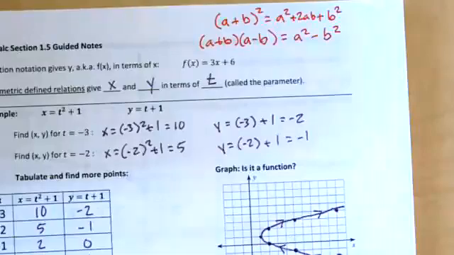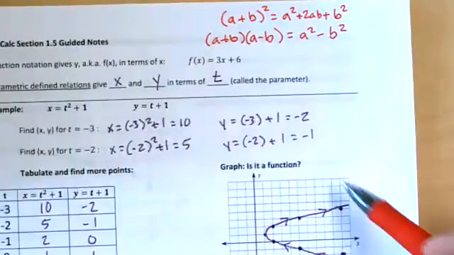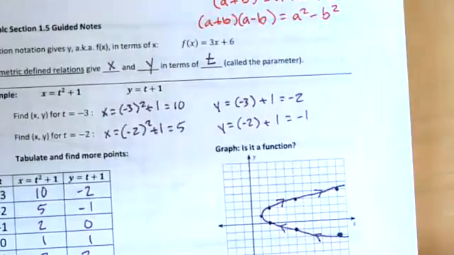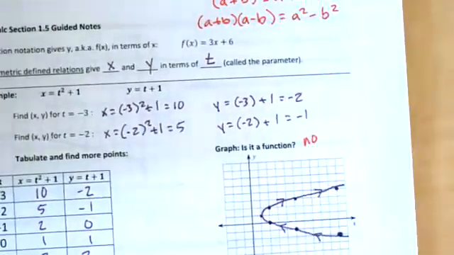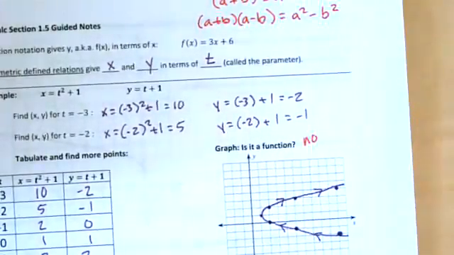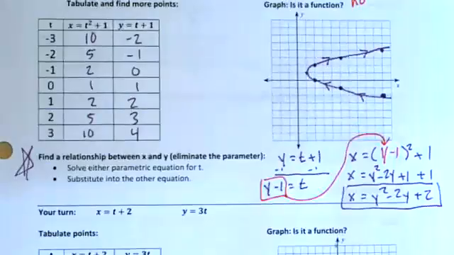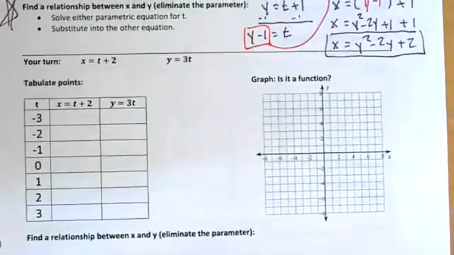All right. Oh, I forgot to answer a question here. Is this graph a function? No. It fails the vertical line test. Why don't you guys do this next one for me on your own? And use your calculator. Make it easy on yourself.